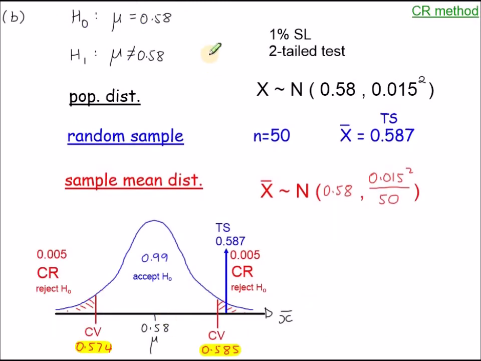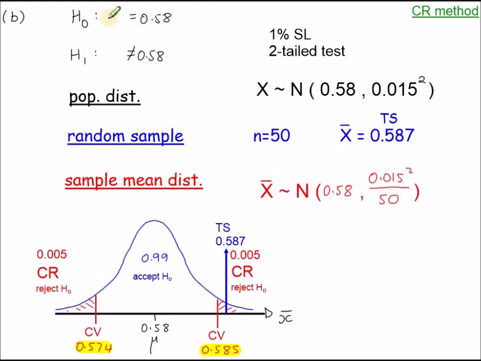Other things to remember in hypothesis testing: your null hypothesis, it's always whatever parameter you're testing. We're testing a population mean, so make sure you're using the correct symbol, and this is always equals in the null hypothesis. In the alternative hypothesis, you have the same value, but this could be less than, it could be more than, or not equal to, depending on what the test is.